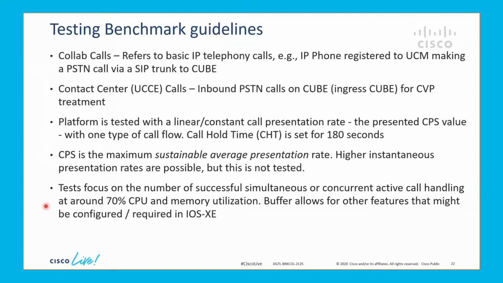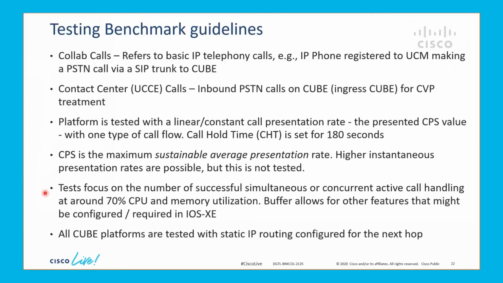This sort of buffer we do so that if you want to turn on other features on the platform that might require resources from the CPU and memory when it comes to IOS XE processing. So again, we benchmark successful simultaneous calls at 70% CPU and memory utilization. We configure static IP routing on all the platforms to deliver the packets to the next hop. We don't generally test with various different combinations of IP routing protocols.